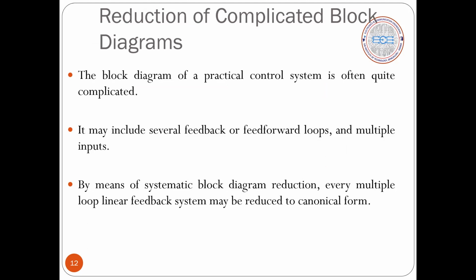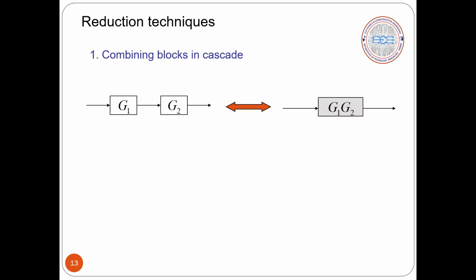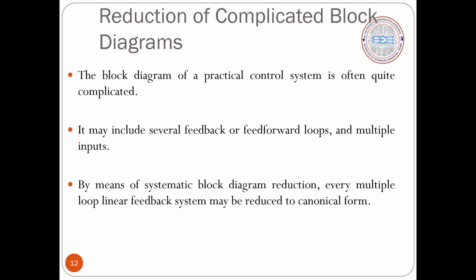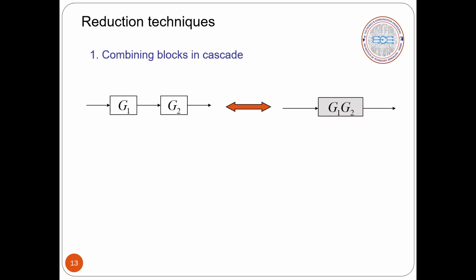Okay, and we have to reduce that to a canonical form. That is a standard form of representing a control system, wherein you will have a very simple, very clear forward path, and a very clear feedback path, so that we can analyze the system and computing a transfer function will be easy. Okay, so we have to try to bring the given complex block diagram into a simple canonical form.